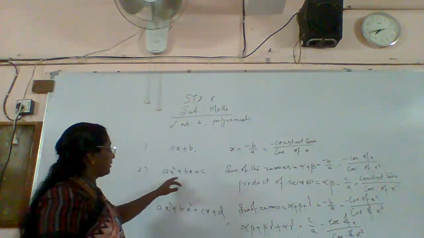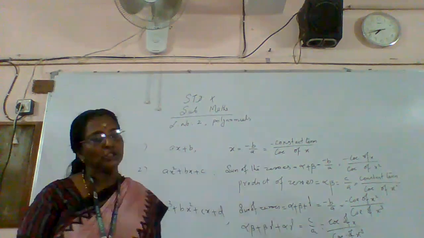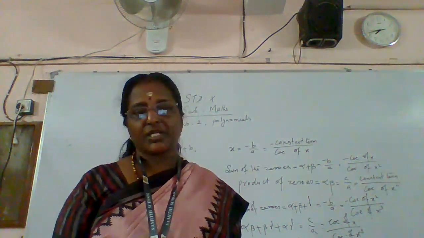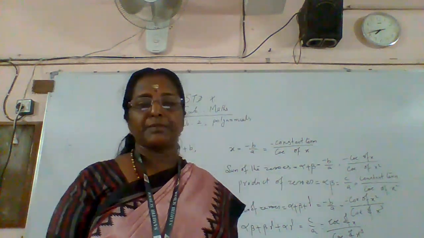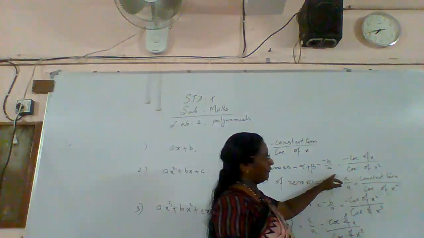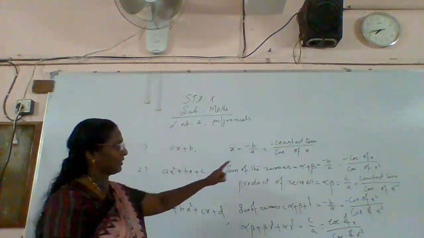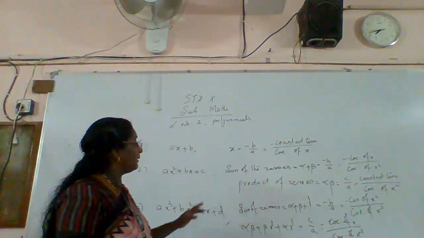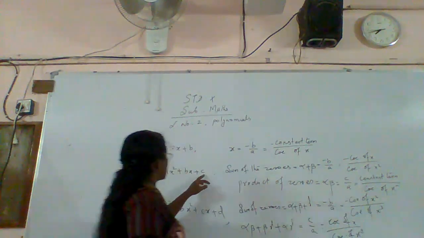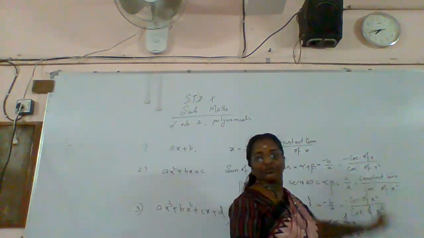Then ax square plus bx plus c. So quadratic polynomial, how many zeros will come? Two zeros, which you take as alpha and beta. Therefore, sum of the zeros, alpha plus beta, is equal to minus b by a. What is b? Coefficient of x. And what is a? Coefficient of x square. And the product of the zeros, alpha beta, is c by a. C means constant term divided by coefficient of x square.